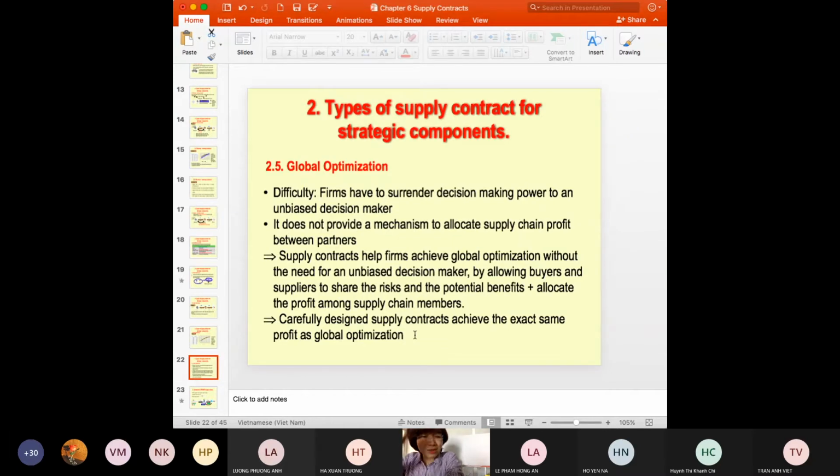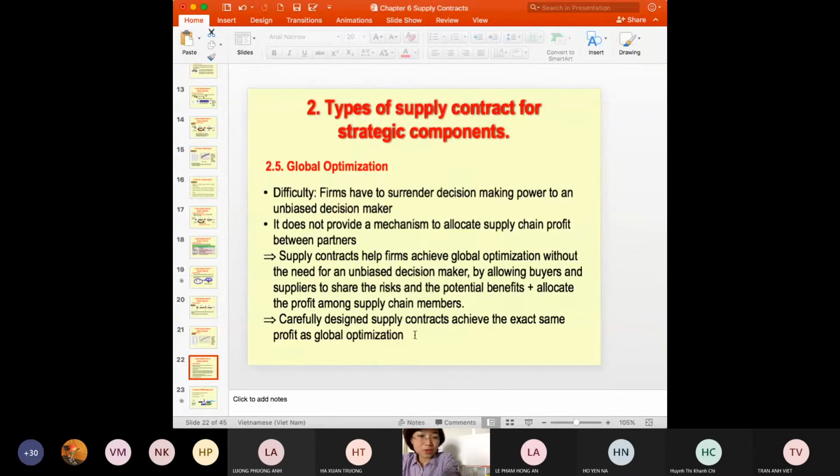So the difficulty is that the firm has to surrender decision-making power to an unbiased decision maker. It means we need to have an unbiased decision maker to give the strategy for the whole supply chain.